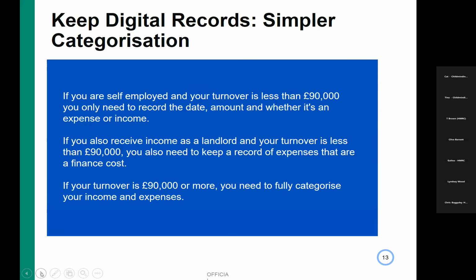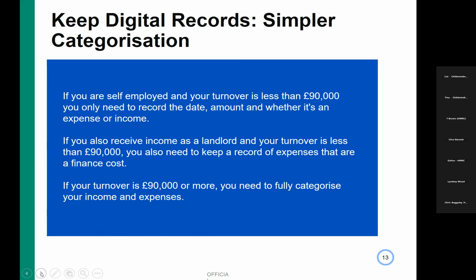Moving on then, there is some simplification here in terms of the digital record requirement, known as three-line accounts. If you're self-employed and your turnover is less than £90,000, you only need to record the date, amount, and whether it's an expense or income. If your turnover is £90,000 or more, you need to fully categorise your income and expenses. So just saying that there for completeness.